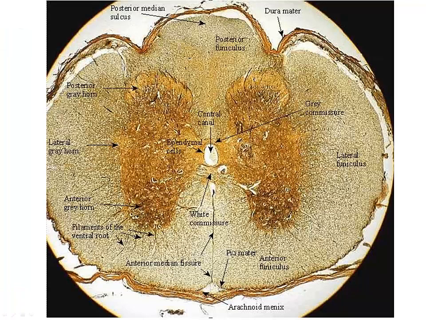Here we have a histological image of the spinal cord. Once again, we can see our gray matter in this H or butterfly shape. We have the dorsal horn, we have the ventral horn. This is the commissure that goes across from right to left sides. Fibers are passing back and forth. And then we have the white matter on the periphery.